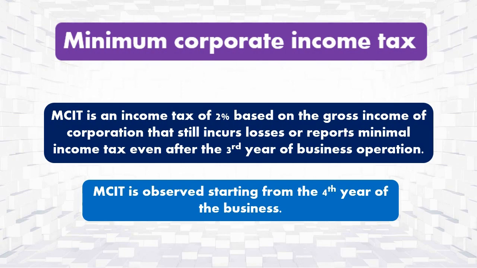Minimum corporate income tax. MCIT is an income tax of 2% based on the gross income of corporation that still incurs losses or reports minimal income tax even after the 3rd year of business operation. MCIT is observed starting from the 4th year of the business.